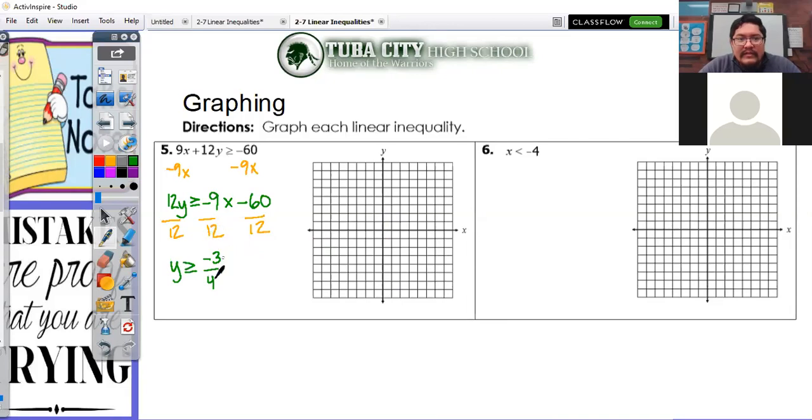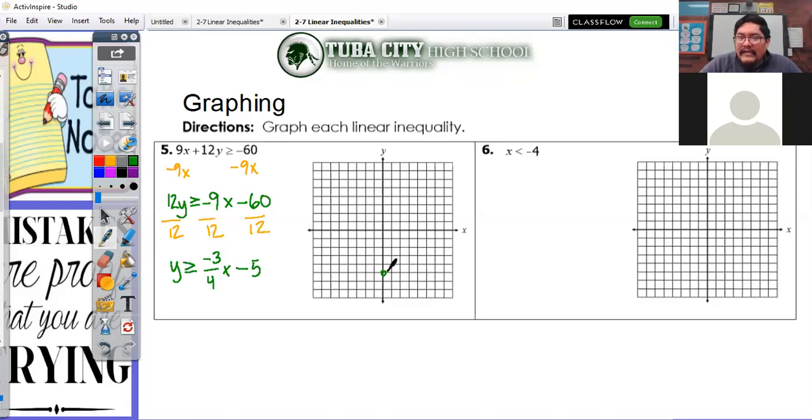So 12 divided by 3 is 4. So x here. And then 60 divided by 12. That's going to be 5. So put 5 here. And it looks like we are set for graphing this now. So go to 5 here. So that's where the line is going to start.